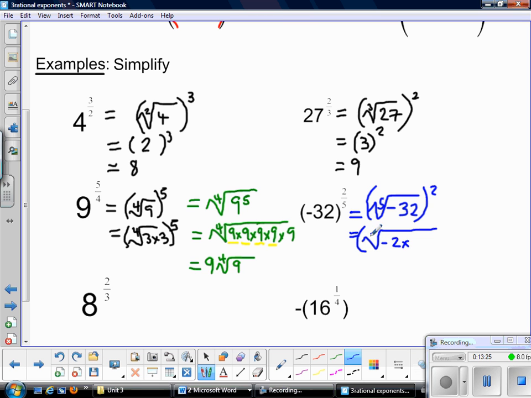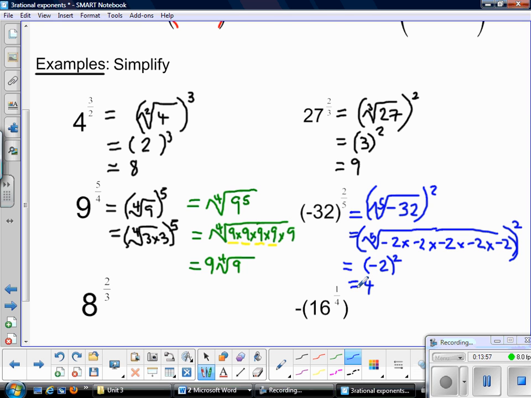Oh, I forgot my little 5 here. Better remember it. Times negative 2. And I think I can do it 5 times. I hope so. 3, 4, 5. And if you actually multiply all those together, you would find I would end up with a negative 32. So this is a perfect one. Out will come negative 2. And all of that is squared, so my final answer is 4.